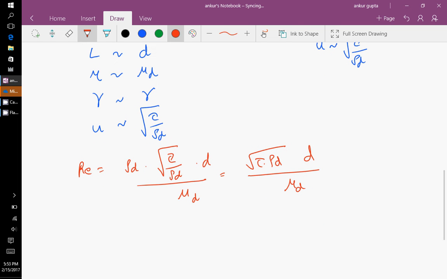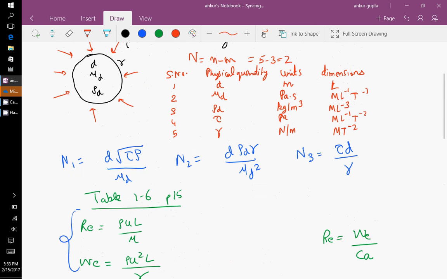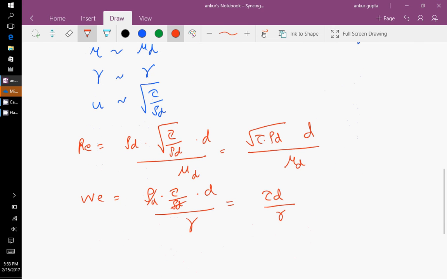And if you write Weber number, that is rho u square. U square is square root of tau by rho d whole square, which is nothing but tau by rho d, right? Into length, which is d by gamma, and this rho d gets cancelled. This is nothing but tau d by gamma. And if you look at our solutions which we found from n1 and n3, they are exactly the same as Reynolds number and Weber number.